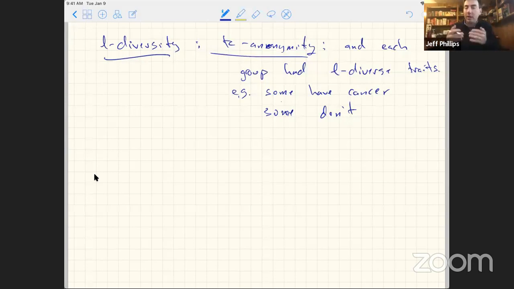Now, with the l-diversity restriction, I can't release data unless there is also diversity within the groups. That means I need to make the age brackets a bit bigger, or combine zip codes in some way, so that there aren't any groups identified that all have this similar trait.